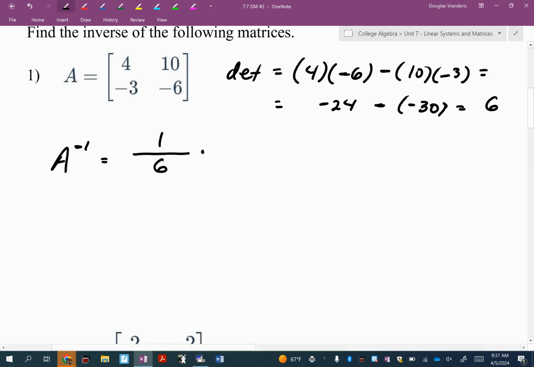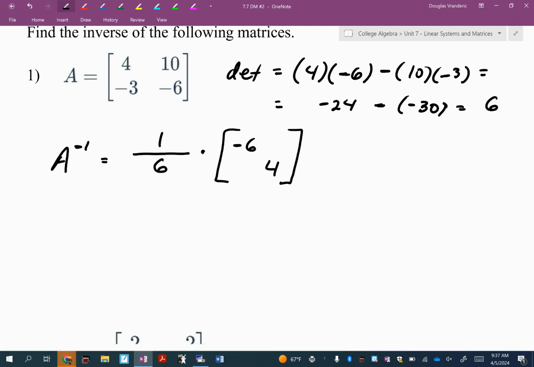Times, I want you to draw another matrix. Now this is the hardest part, because you've got to memorize this. Do you see that first diagonal that you multiplied with the determinant? Do you see those 2 numbers? You're going to switch places. They're going to switch places. And the 4 is going to go where the -6 is. So the first diagonal, they switch places.